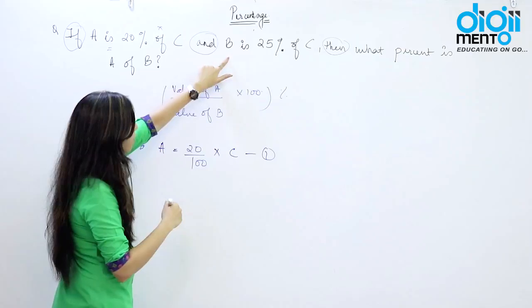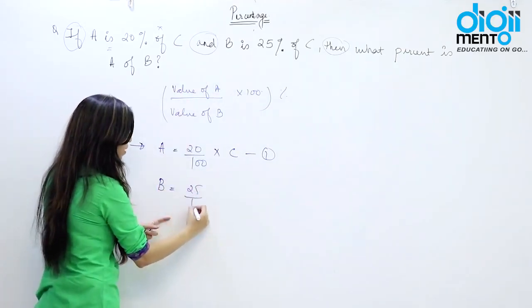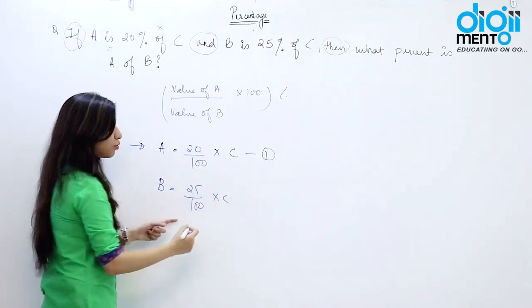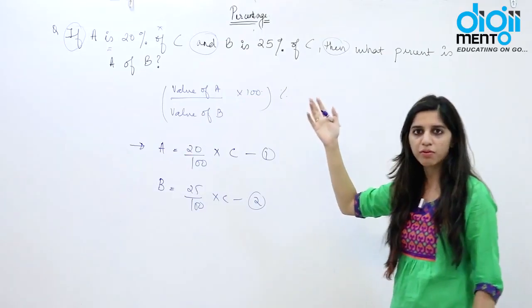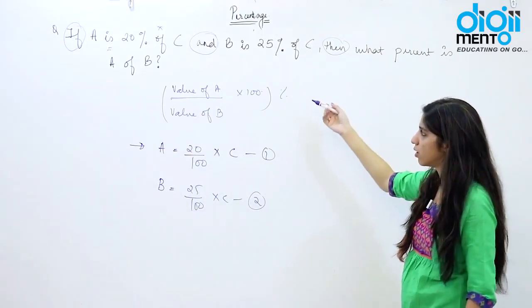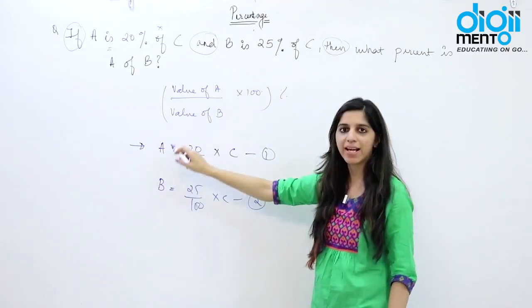Come to the next line: B is 25%, means 25 by 100, of C, into C. This is going to be my second equation. Now already when we read this question the first time, we saw that we need to find this. We need to divide A and B.